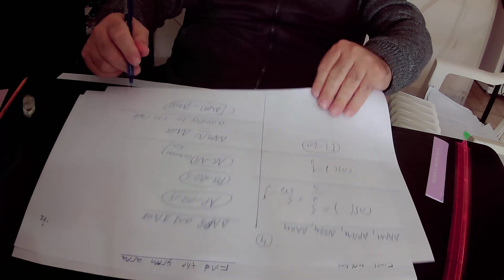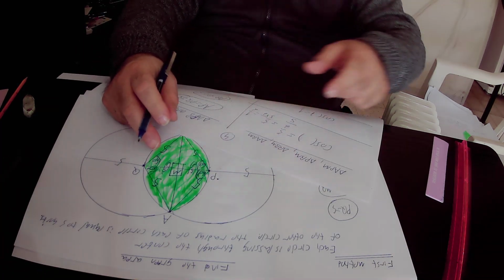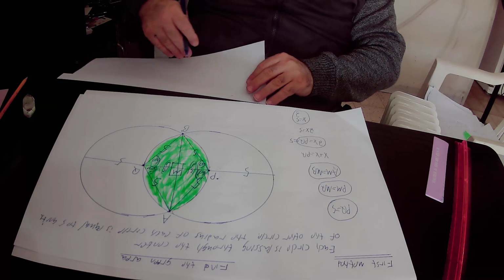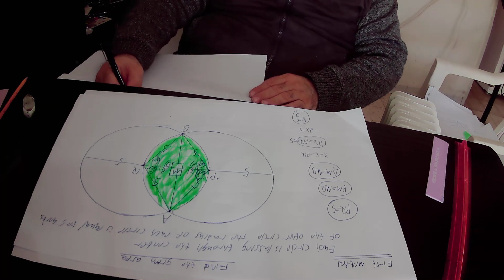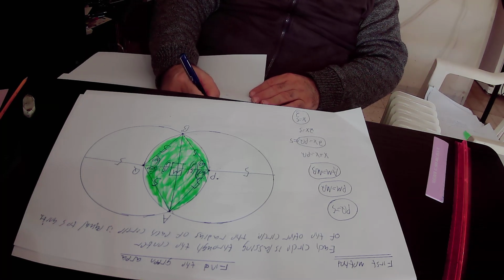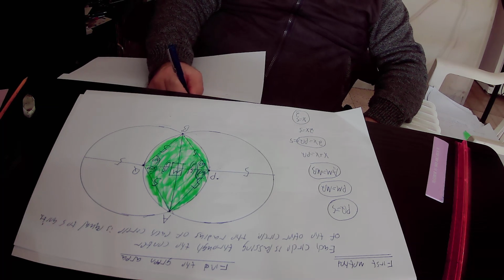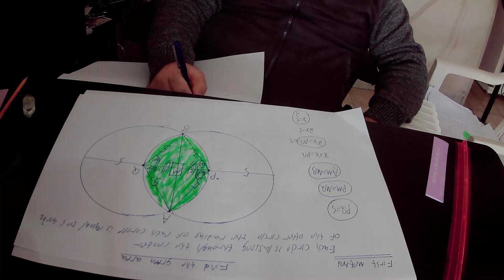The areas of those two triangles are equal to each other. So I write it here that the area of triangle APB is equal to the area of triangle AQB.